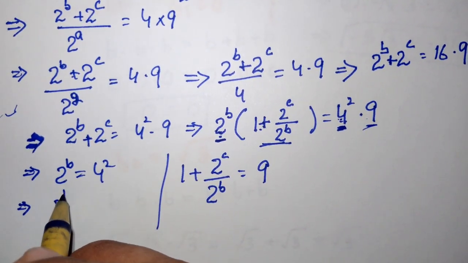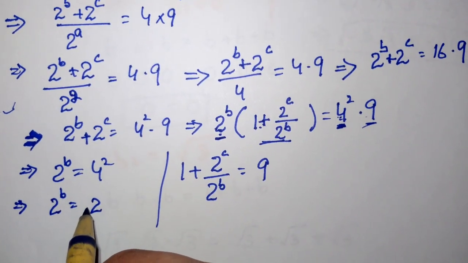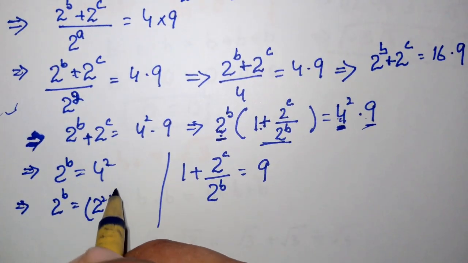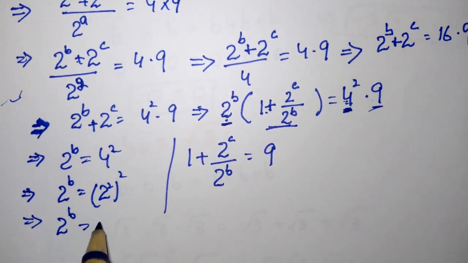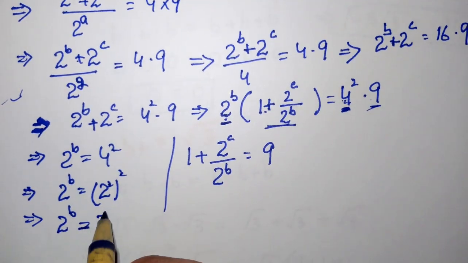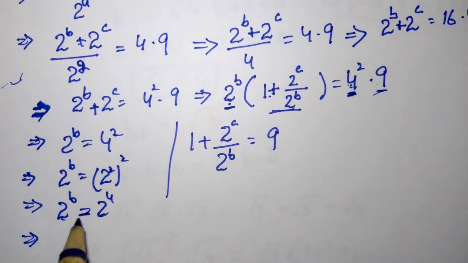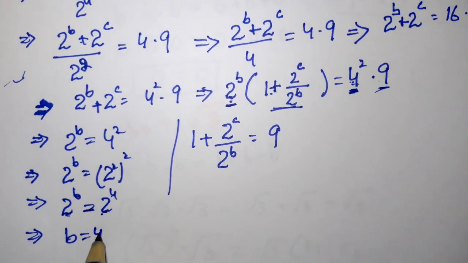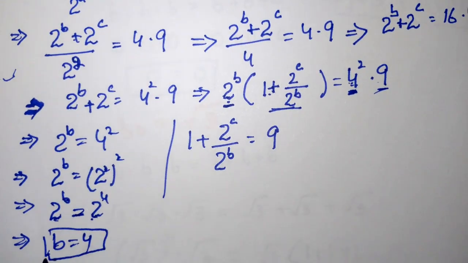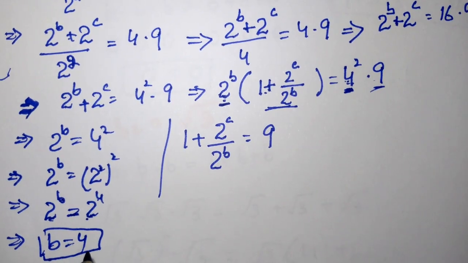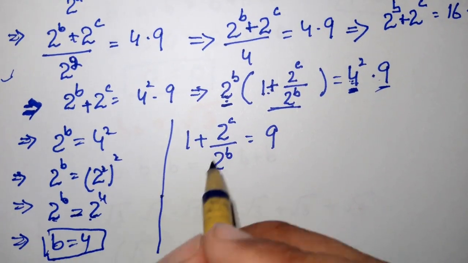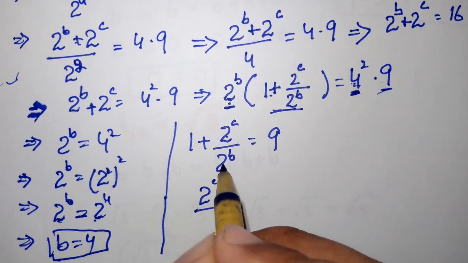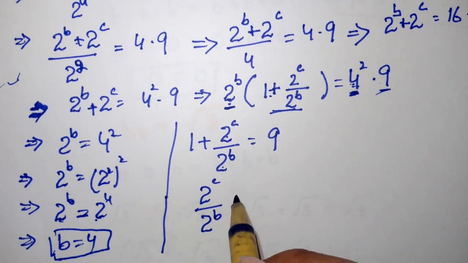Here this can also be written as 2 to the power of b is equal to 4, which can be written as 2 square to the whole power of 2, and this can also be written as 2 to the power of b is equal to 2 to the power of 2 multiplied 2 is equal to 4, and here the bases are same, so b is equal to 4. So the value of b is 4. Now we have to solve this side. 1 plus 2 to the power of c, our 2 to the power of b is equal to 9.